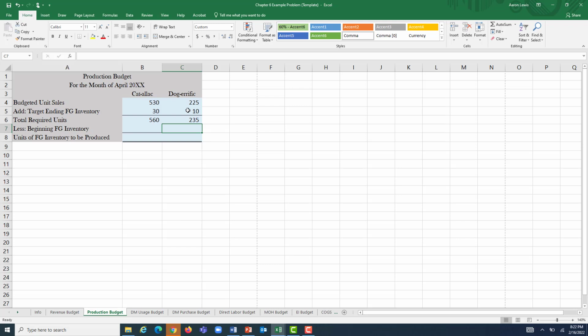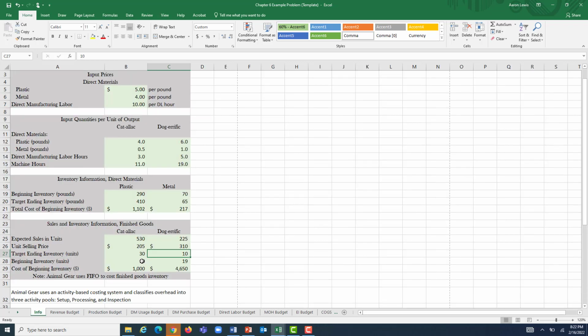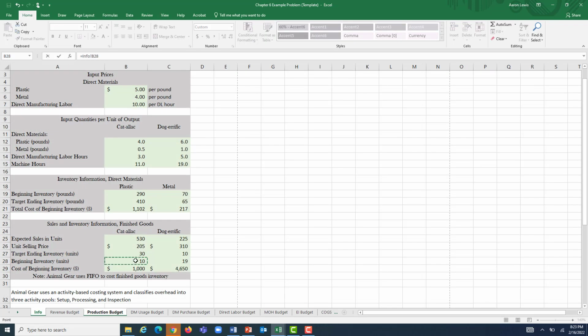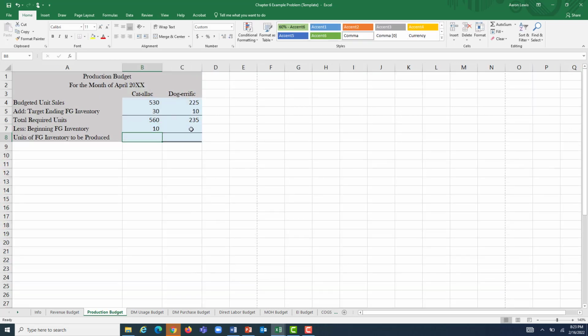We're going to need those at all points during this month of April 20XX. But we don't have to produce all of those, because since we're not a new business, we're probably going to start with some finished goods inventory in our wares when this month of April starts. And according to our info on here, we are indeed starting the period with 10 Cadillacs in inventory that are finished and ready to go, and 19 Doggerifics that are finished and ready to go. So let's bring those numbers on over. We've got 10 Cadillacs in beginning finished goods. We've got 19 Doggerifics in beginning finished goods.